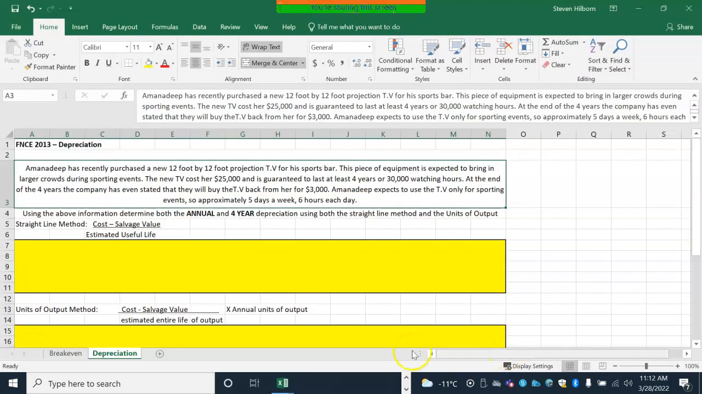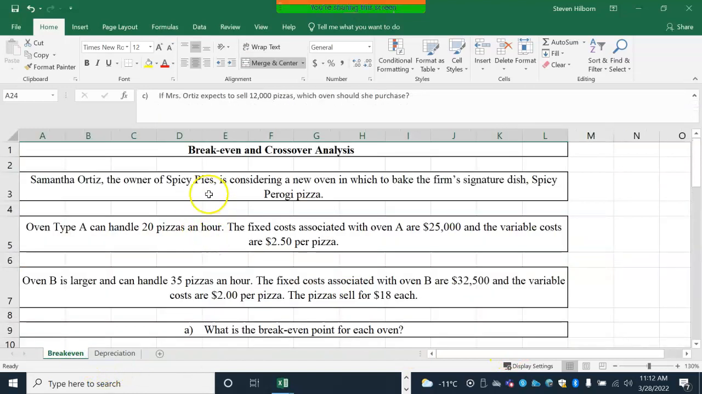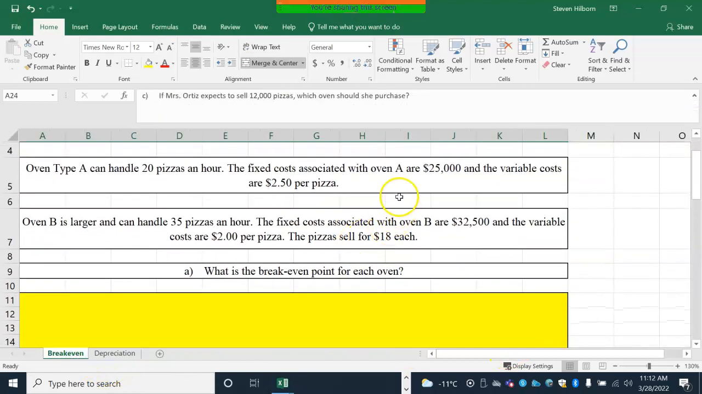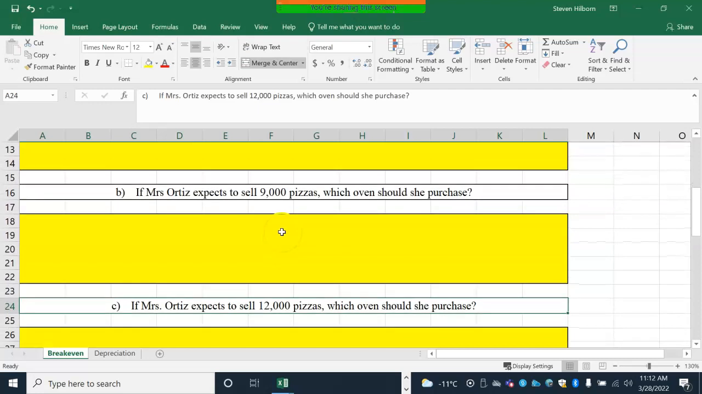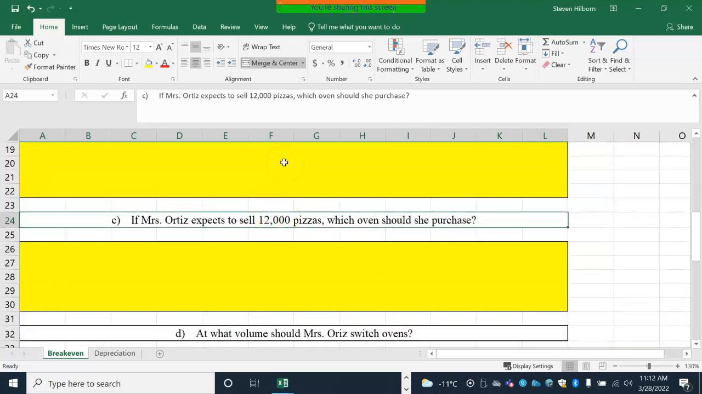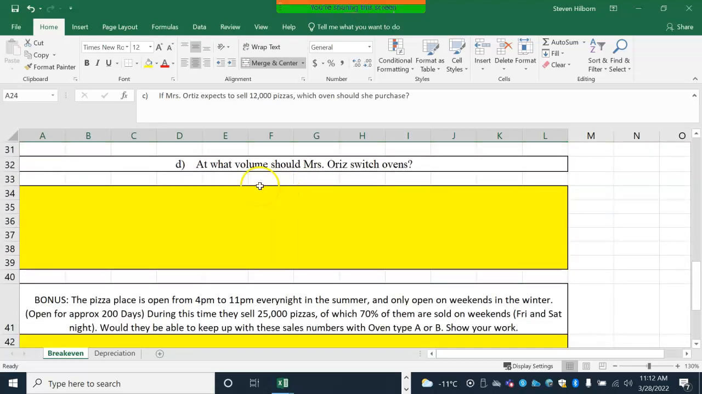Okay, so fairly similar. There's a break even. It's a pizza place as well. We're using two different pieces of equipment. We have two different values. And then you have to find out what is the break even with 9,000, 12,000, what oven should I be using? At what volume should Miss Ortiz switch?